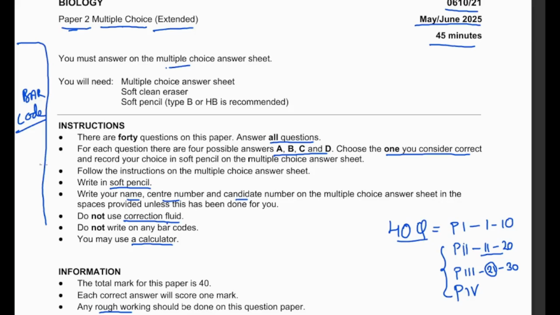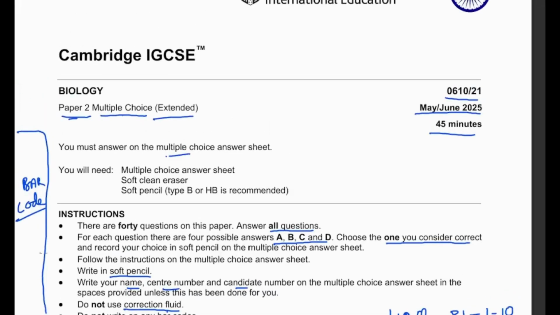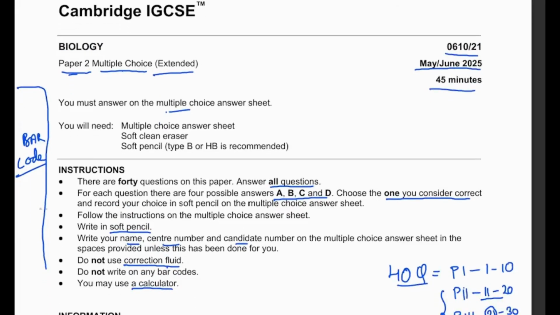Before I take you to the MCQ questions, let's check out the instructions first. The MCQ paper will have 40 questions, and please remember you have only 45 minutes. All the questions will have 4 options. Choose the one option which is correct. Follow the instructions on the multiple choice answer sheet. I'll show you the Cambridge answer sheet, but before that, write only with a soft pencil on the OMR sheet.